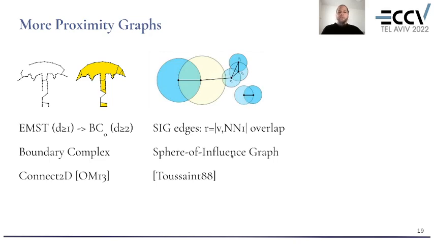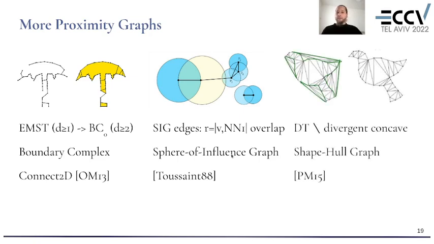Then we have the sphere of influence graph, which was proposed by Toussaint in 1988. Edges are in the sphere of influence graph based on spheres with radius of the distance to the nearest neighbor. So we have these spheres, or circles in 2D, for each point. And if the spheres overlap for 2 points, then we take that edge in the sphere of influence graph, as you can see here.